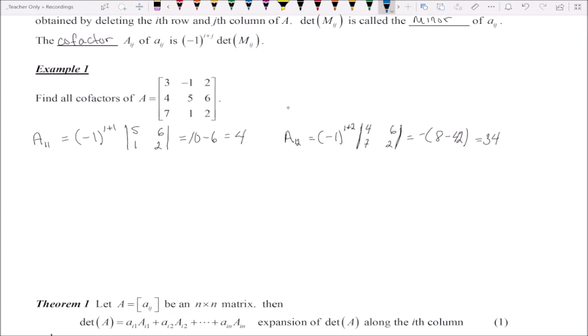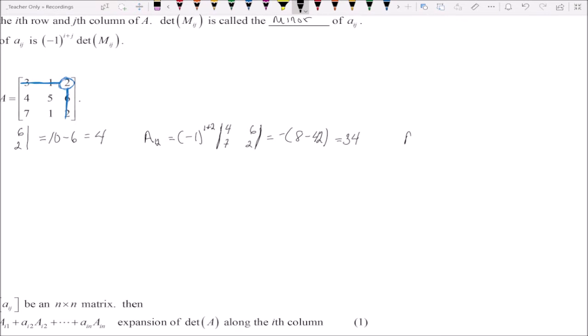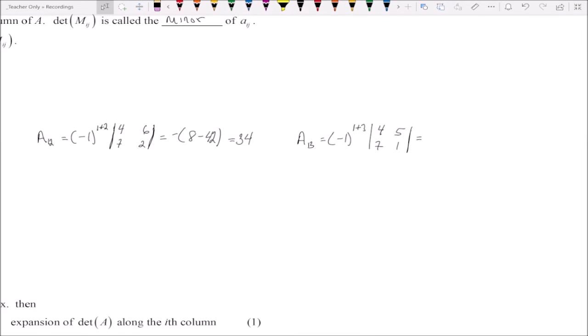Now for A13, again, this is the cofactor of the 1, 3 entry, so cross out its row and its column. We get (-1) to the 1 plus 3 times the determinant of 4, 5, 7, 1. Right, (-1) to the 1 plus 3 is +1, so we get 4 minus 35, and that cofactor is -31.